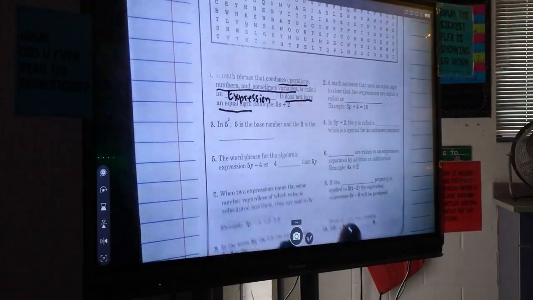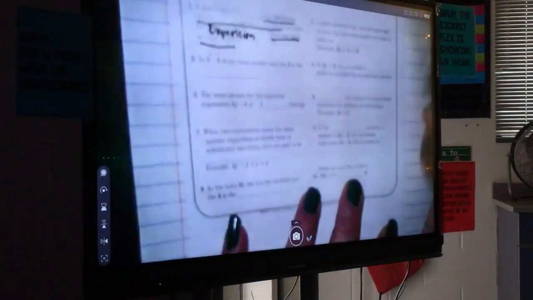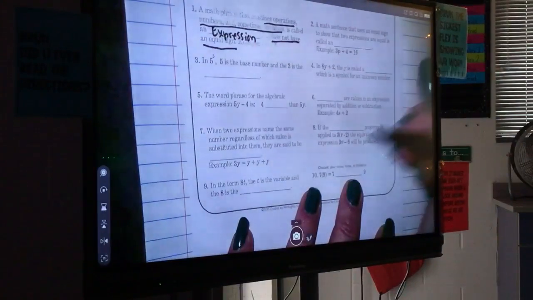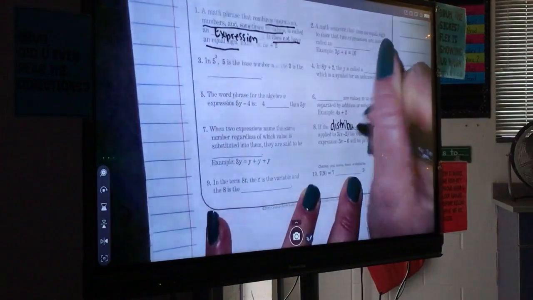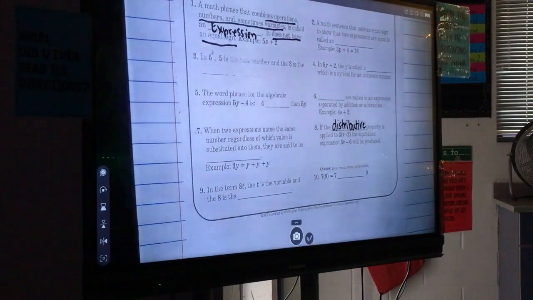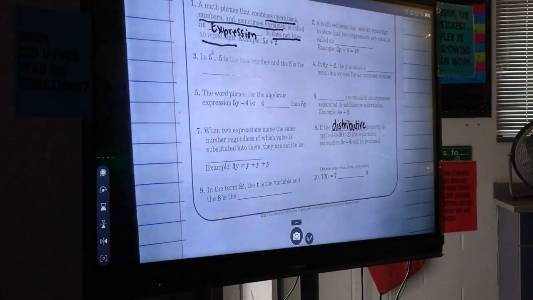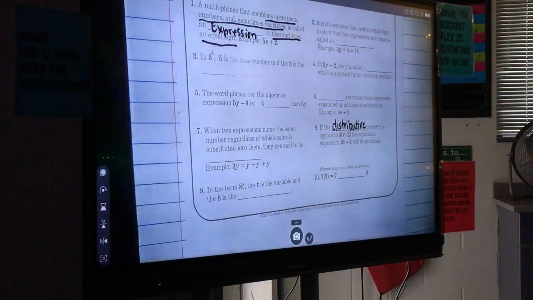Now go to number 8, because number 8 we have not talked about yet. It says if the blank property is applied, the equivalent expression will be this. So this one is distributive. You are only looking for the words that you write. You're not looking for distributive property. You're just looking for the word distributive. Does that make sense? You must annotate. You must write your words down, and then you have to find them in the word search. That is your homework for tonight. Okay? You have a few minutes. Go ahead and get started on it.